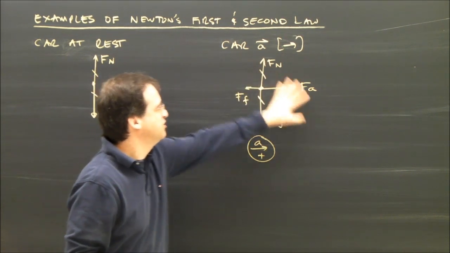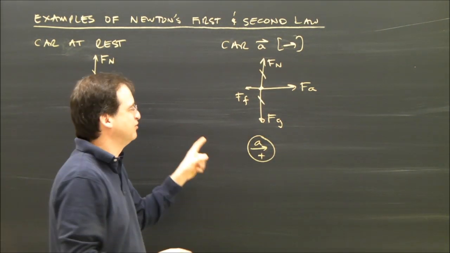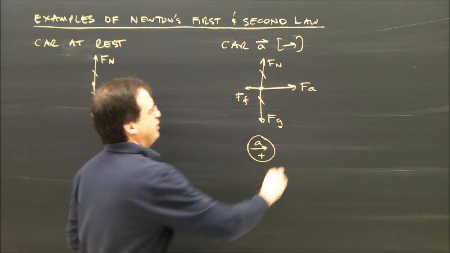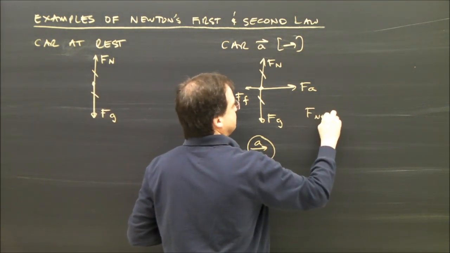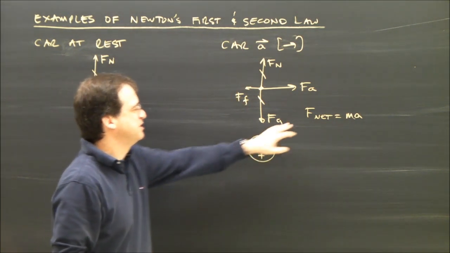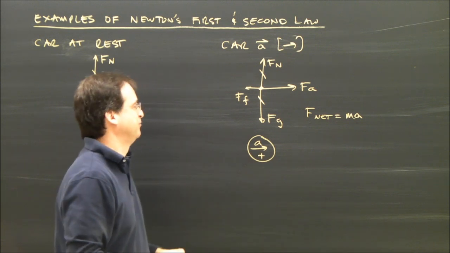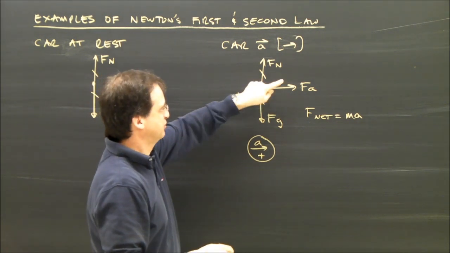Now there's an equation that governs this. No matter what question I ask, you should be able to answer it given the equation. The equation is Newton's second law. F net equals ma. And this means add up all the forces in the direction of acceleration, and they'll equal ma. So let's add up all the forces in the direction of acceleration.